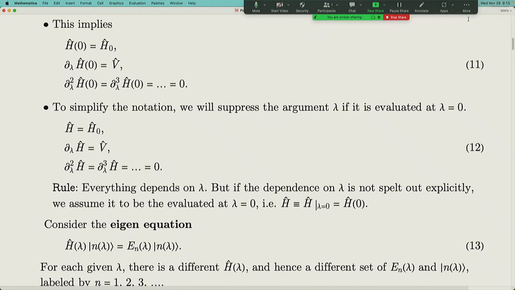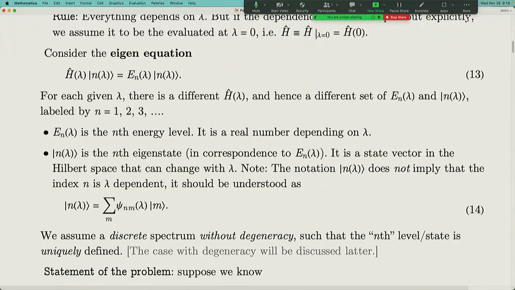So that's why we say that the Hamiltonian at lambda equals 0 is this unperturbed Hamiltonian, and its first order derivative with respect to lambda is the perturbation. So that's the idea. So that's the problem setup. And then given this setup, the goal is to find the eigenenergies and eigenstates as a function of lambda.